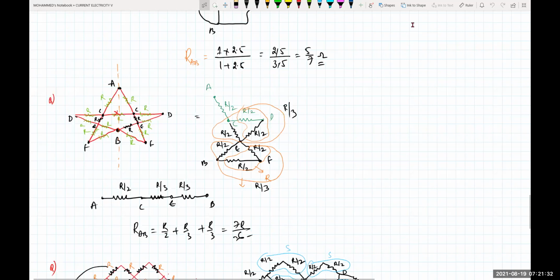Okay? Yes, sir. Here also same. R and R will be in series. This will be 2R. R and R is nothing but in series 2R. Isn't it? This 2R and this R are in which combination? Parallel combination.